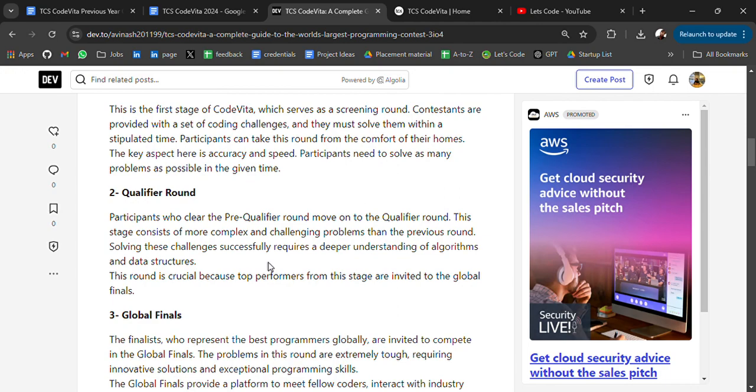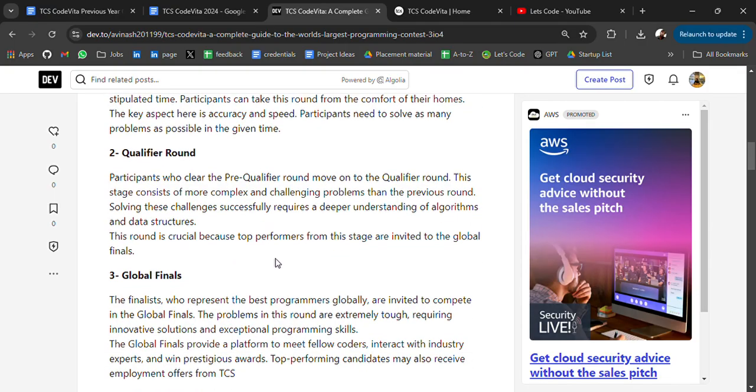Okay, the next round will be the qualifier round. In this, participants who cleared the pre-qualifier round move to the qualifier round. This stage consists of more complex and challenging problems than previous rounds. Solving these challenges successfully requires a deeper understanding of algorithms and data structures. So here the more weightage is for algorithms and data structures. So if you know DSA, you will be able to perform well in TCS CodeVita. If you are not there yet, you can prepare. We will share the topics which you can study or revise yourself. This round is crucial because top performers from this stage are invited to the global finals.